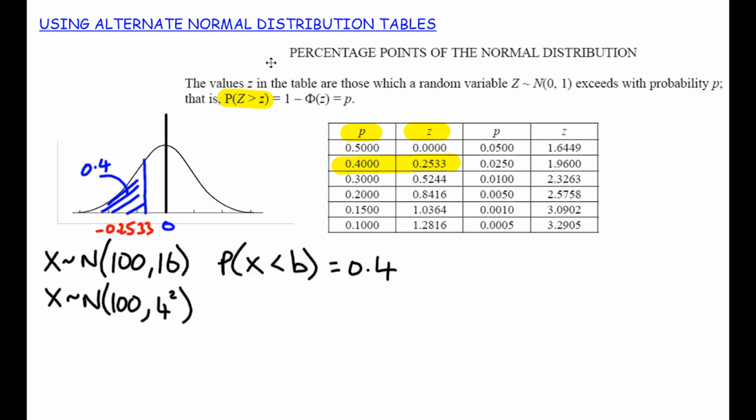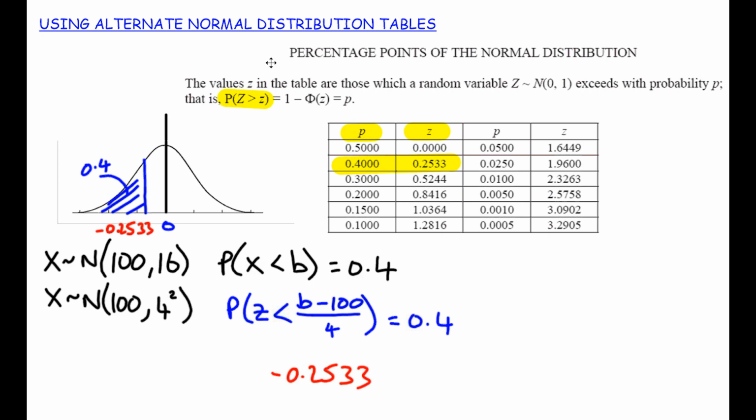Okay, so let's go ahead and standardize. So the probability that z is less than (b minus 100) over 4, well, that equals 0.4. I know that this expression for the z-score and the actual z-score that I've got on the diagram should match up with each other, so I'm going to set that up. Negative 0.2533 should equal (b minus 100) all over 4.